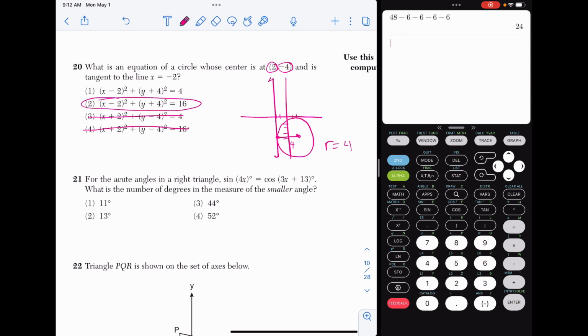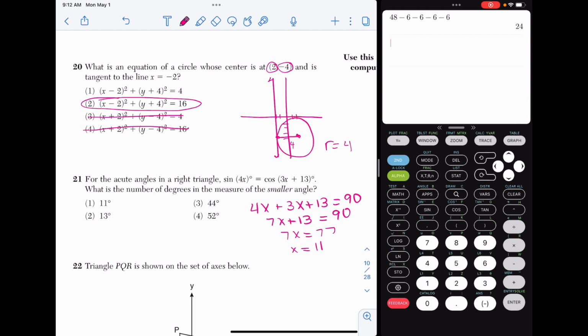21, for the acute angles in a triangle, the sine of 4x is equal to the cosine of 3x plus 13. What is the number of degrees in the smaller angle? So the sine of an angle is equal to the cosine of its complement, which means these two angles have to add up to 90. So if I solve here, subtract the 13 over, I have 7x is 77, x is 11.